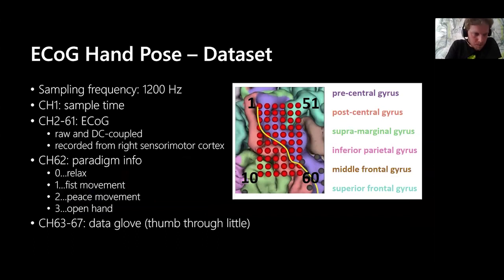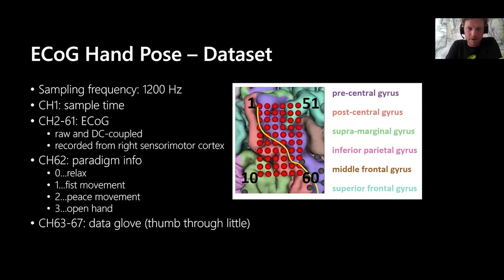What you get here is the dataset from this experiment. It was recorded at 1.2 kilohertz. The reason is that it was recorded with ECoG, so invasive signals. And the benefit of such an invasive recording is that you can observe frequencies much higher than regular EEG. EEG is usually band limited to maybe 40 or 50 hertz for standard analysis, and for ECoG, you can go even up to the kilohertz range.